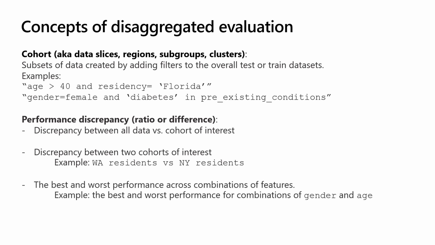One may also look at interesting or sensitive or important dimensions of data in order to understand discrepancies between different dimensions and at the intersection of those. For example, if gender and age are important dimensions for an application, one may compute the best and worst performance of the model for these different combinations, or the discrepancy between the best and the worst performance as an indicator.